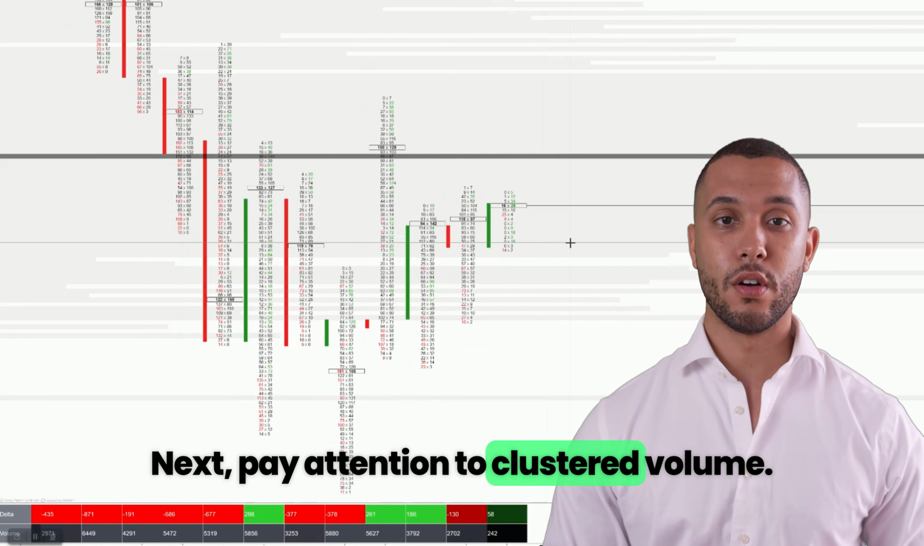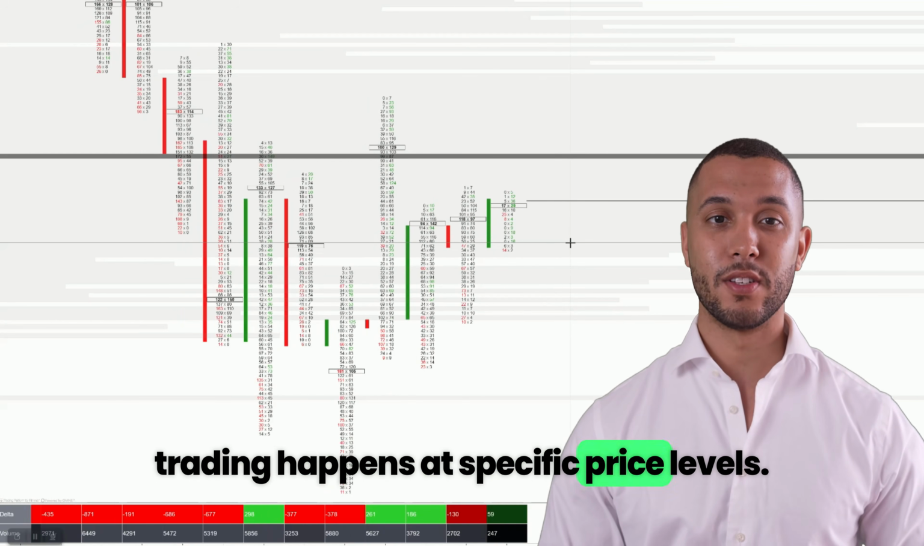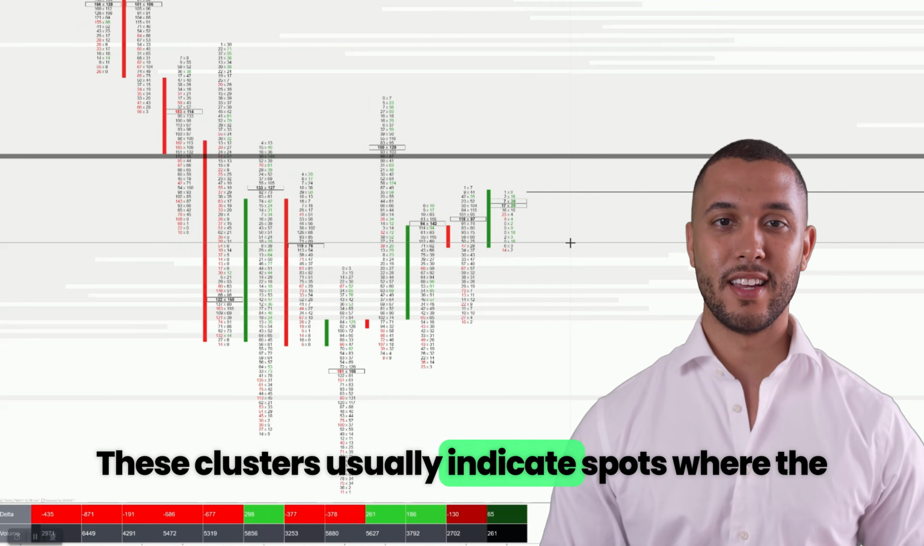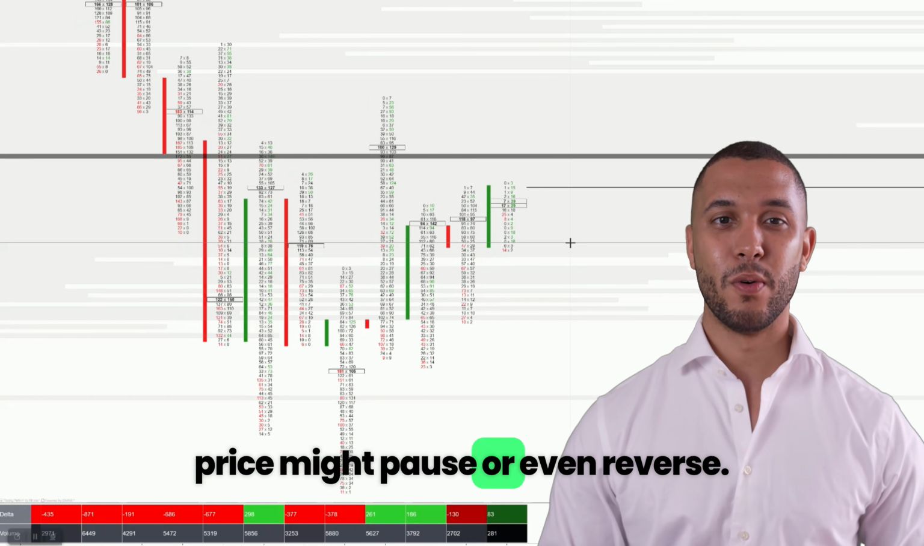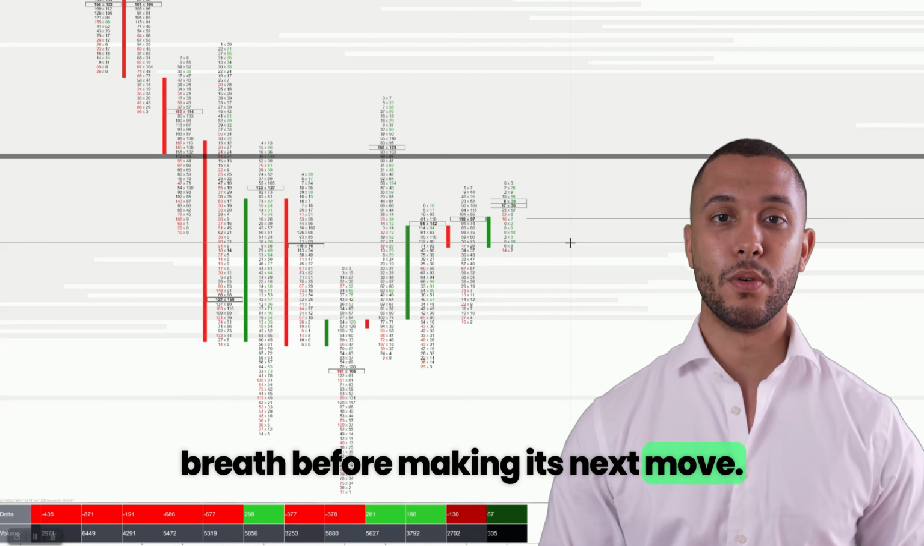Next, pay attention to clustered volume. These are areas where a lot of trading happens at specific price levels. These clusters usually indicate spots where the price might pause or even reverse. It's like the market catching its breath before making its next move.